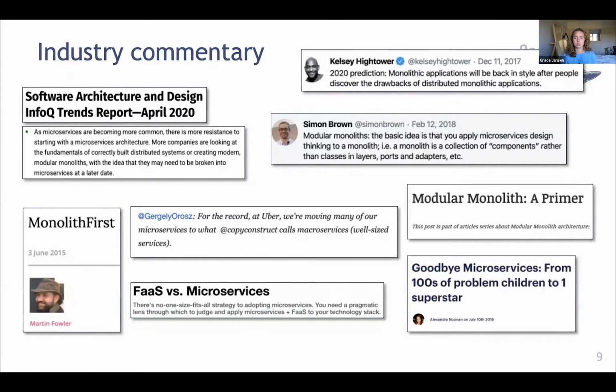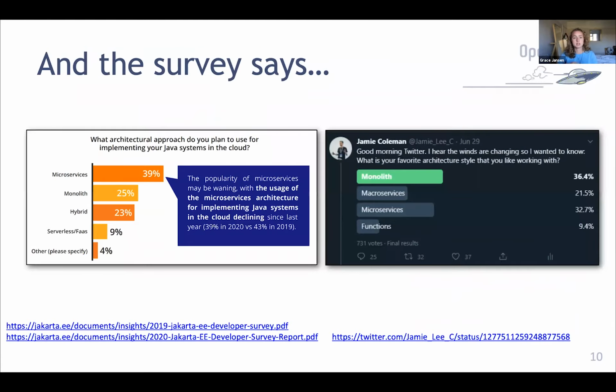So you can see here that we've got examples from companies such as Uber, showing that they're moving away from microservices to macroservices. And so there is this industry move to appreciate that diversity. And this is the same that we're seeing in surveys and polls that people within the industry are contributing to. If you have a look at the Jakarta EE developer survey between 2019 and 2020, you'll actually see that monoliths went from 12% in 2019 up to 25%. So there was actually an increase in the interest in monoliths, which was interesting.